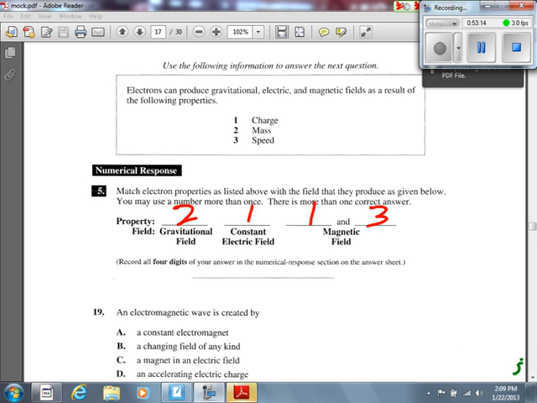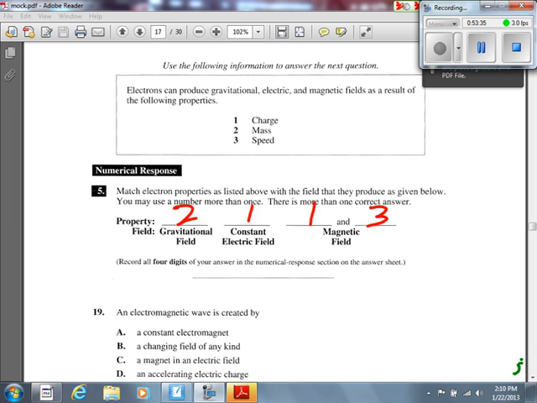2, 1, 3, 1. When they say there's more than one answer here, they're not saying that you could put 2 in there and it would work. 2, 1, 2, 1 wouldn't work. It's got to be charge and speed. They just don't care which order you put those in. 2, 1, 1, 3, or 2, 1, 3, 1.